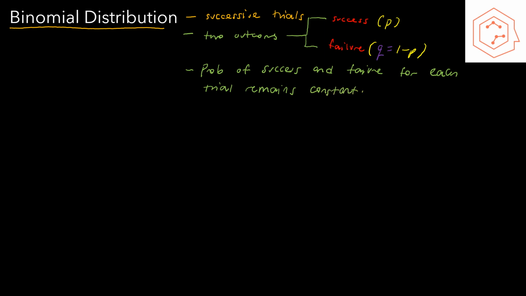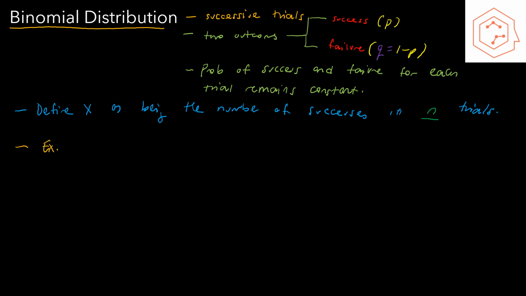And for our binomial distribution, we always define x as being the number of successes in some amount of trials. So in this case, we'll say n trials. The example we'll see is we're flipping a coin 3 times. So in this case, you have 3 trials. So n is equal to 3.